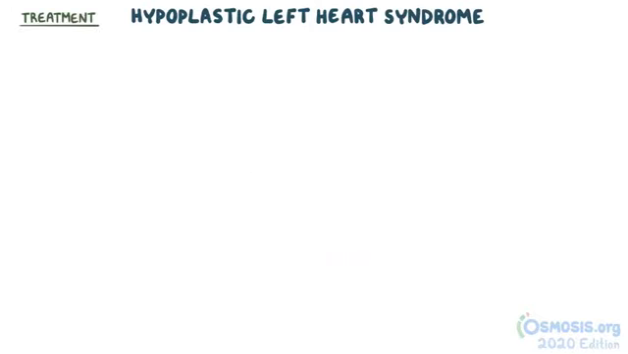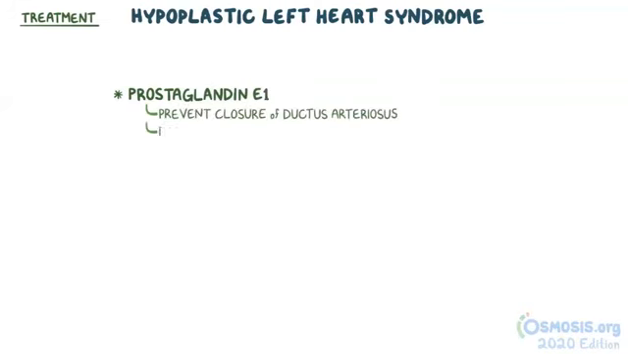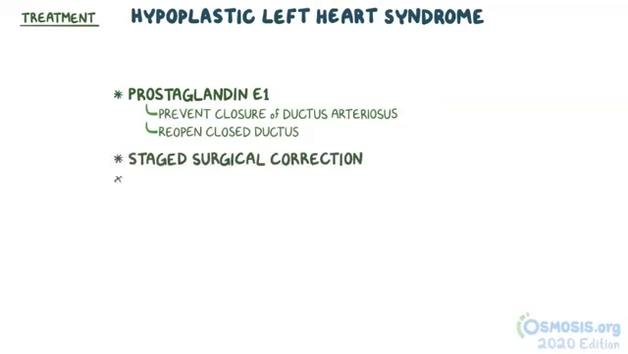Treatment includes stabilizing the individual. Then, prostaglandin E1 is infused to prevent closure of the ductus arteriosus or to reopen a constricted ductus. And finally, definitive treatment consists of staged surgical correction or heart transplantation.